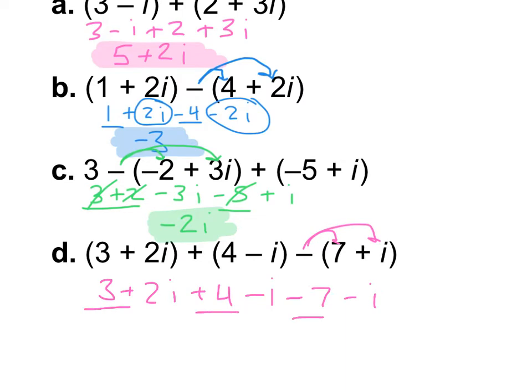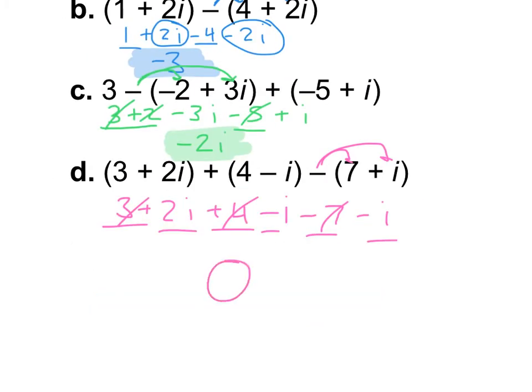So what do we get when we combine our real numbers together? 0. So they cancel out. And then what do we get when we combine our imaginary numbers together? 0. So our answer here would just be 0.